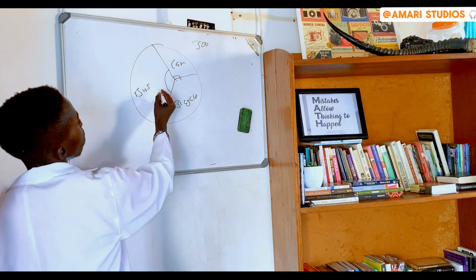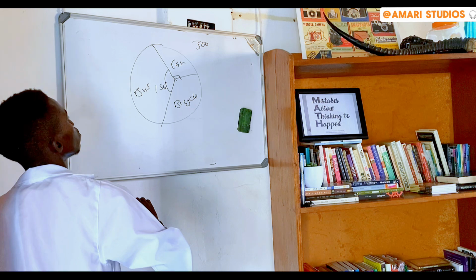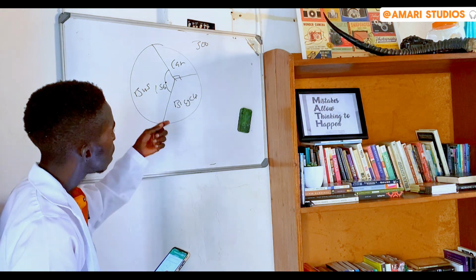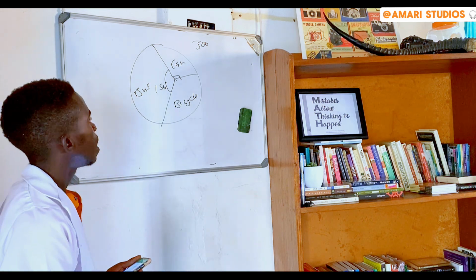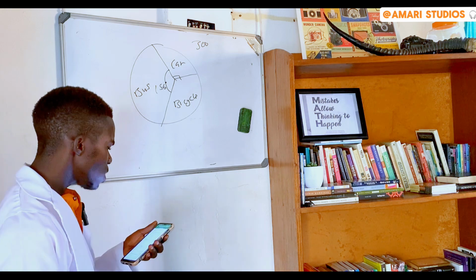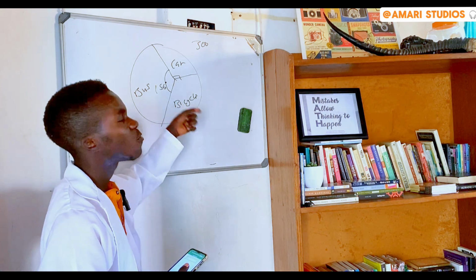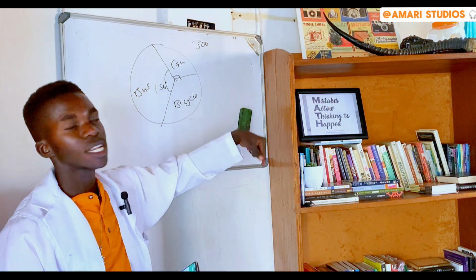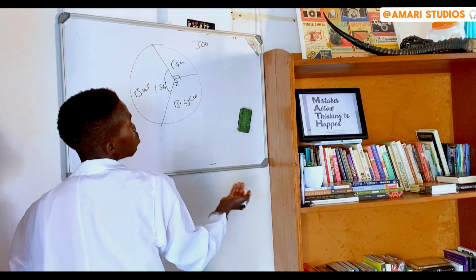Those who use a bus are represented by 156 degrees. Those who use a car are represented by 90 degrees. Lastly but not the least, those who use a bicycle are represented by, I don't know. So the first thing, for us to find the number of learners who use a bicycle, we first of all need to find the angle representing those learners. So we are going to label this as X because we don't know.